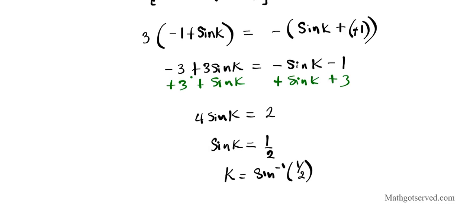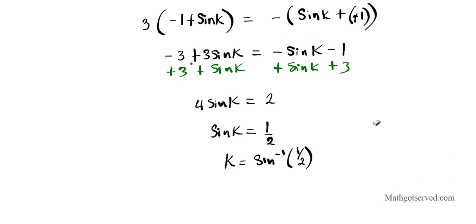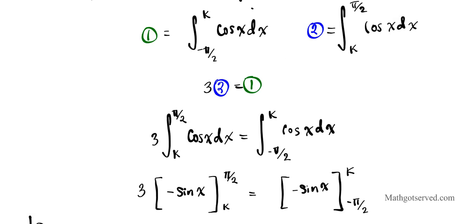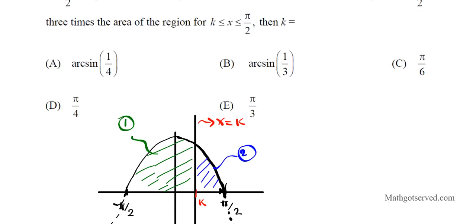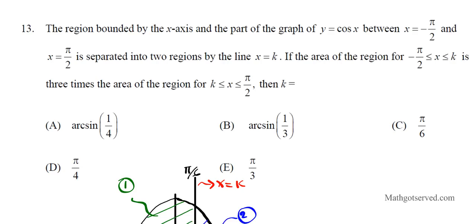So if you're between 0 and pi over 2, the inverse sine of 1/2 is pi over 6. Okay, this is basically quadrant 1. So if you take the inverse sine of 1/2 in quadrant 1, it's going to be pi over 6, or 30 degrees. Okay, so there goes the k value that allows us to partition the space in such a way that the criteria is met. So this value right here, this k, is actually pi over 6. All right, pi over 6. So the answer is C.